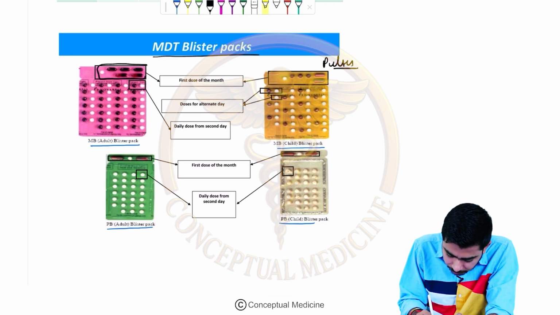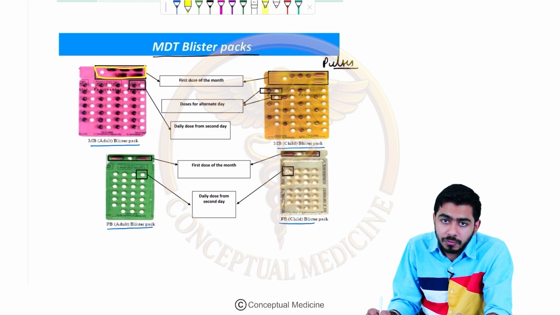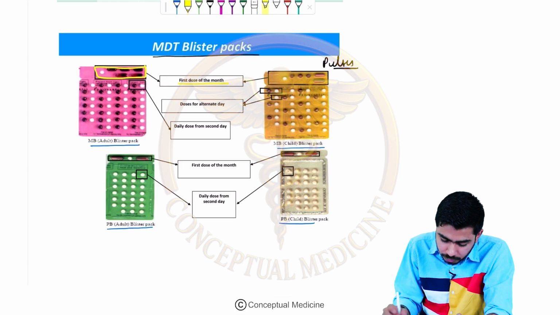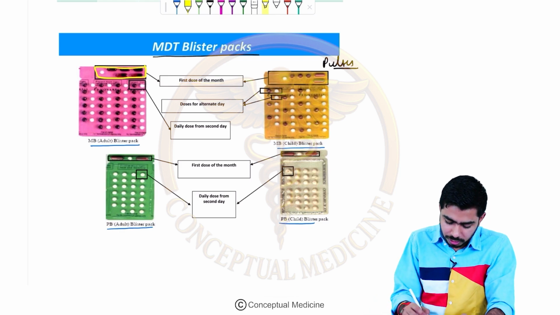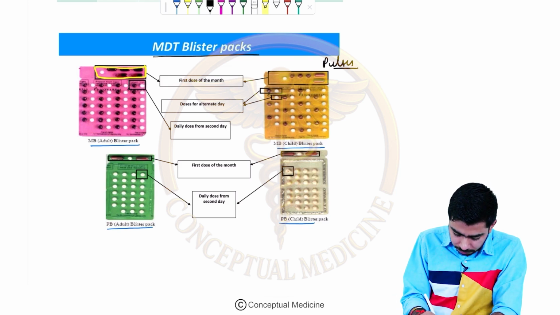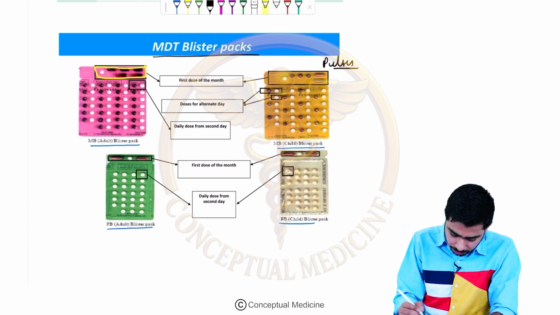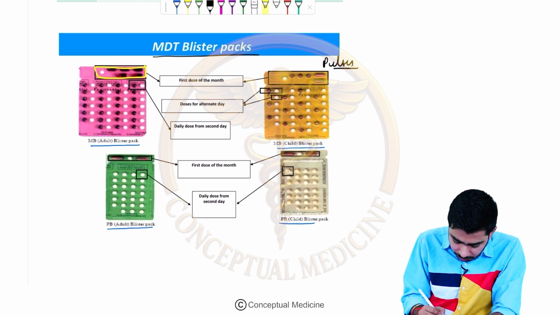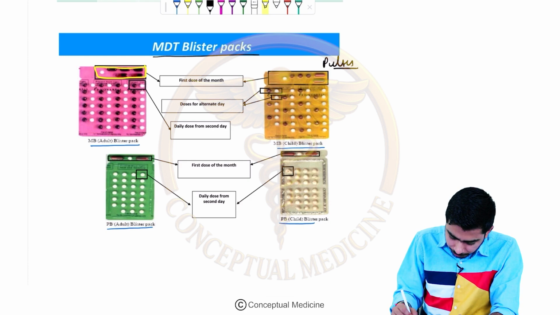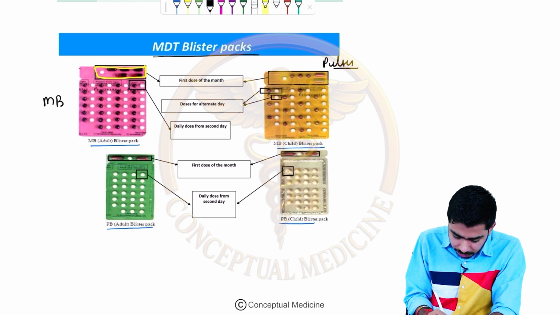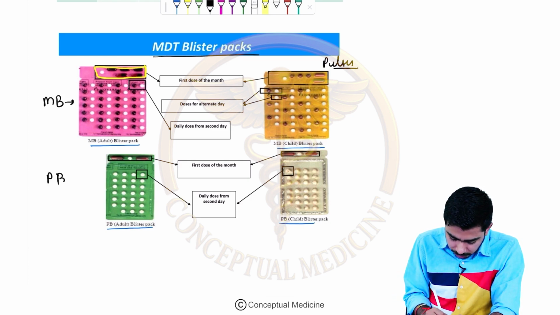This particular category which we are using is for the first dose of the month. And please remember, this is the multibacillary side and this is the paucibacillary side.